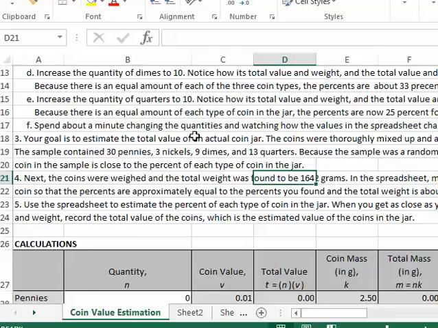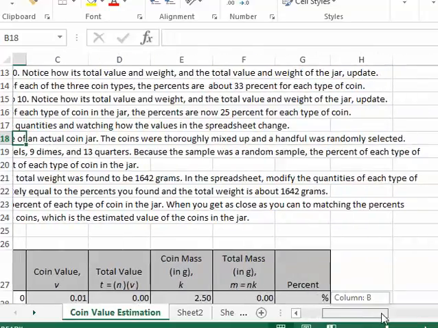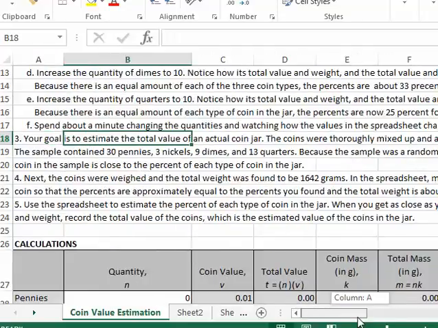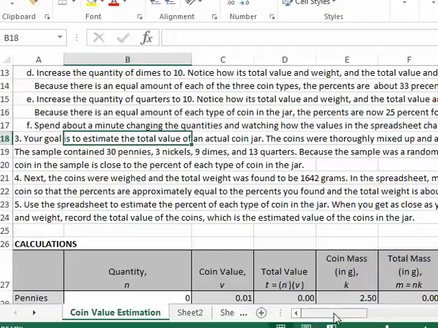Up here in 3, it says your goal is to estimate the total value in the coin jar. The coins were roughly mixed up in a handful, and a handful is randomly selected. The sample contained 30 pennies, 3 nickels, 9 dimes, and 13 quarters. Because this was a random sample, the percent of each type of coin in the sample is close to the percent of that type in the whole jar.